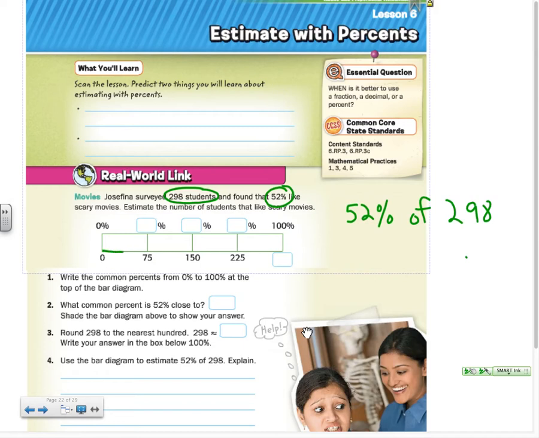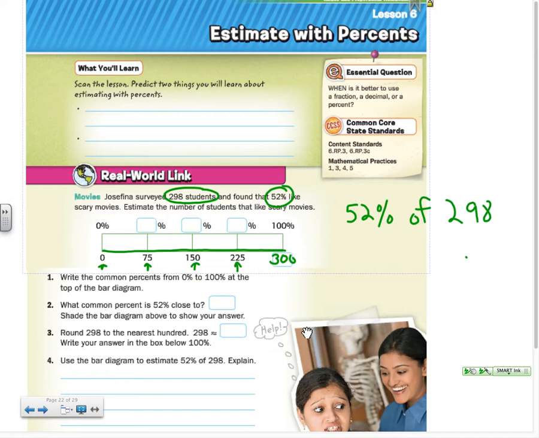So this bar diagram is going to help us visualize that problem. Down below, they have the number of students. So we could say, okay, here's 0 students, 75 students, 150 students, 225 students. In here, because I want to round 298, I'm going to put it 300 students.